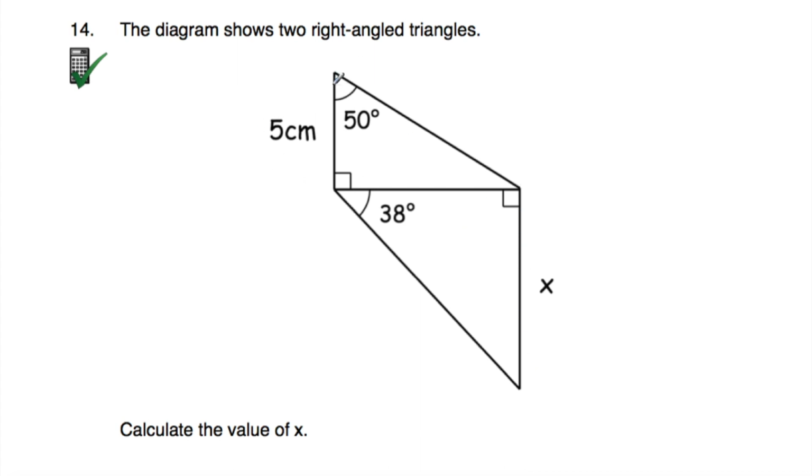So let's look at the triangle at the top. We've got this side is 5 centimeters. We've got the sides of this angle is 50 degrees. So if we use trigonometry, we can work out the length of this side here. And if we can work out the length of this side, then we can use trigonometry again to find the length of that side. So let's focus on this triangle on the top.